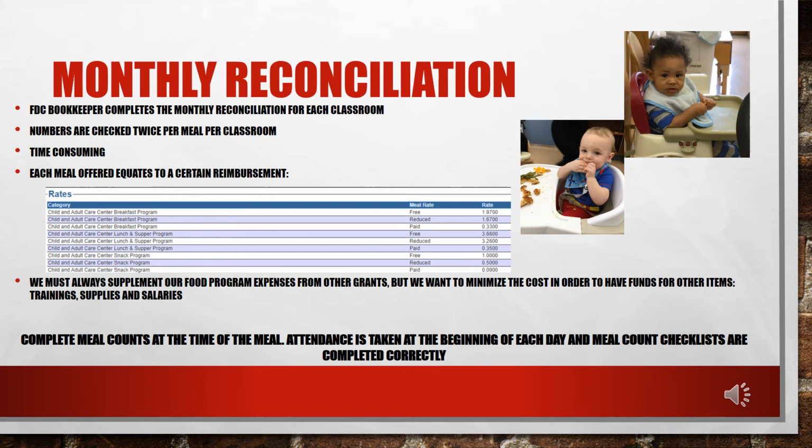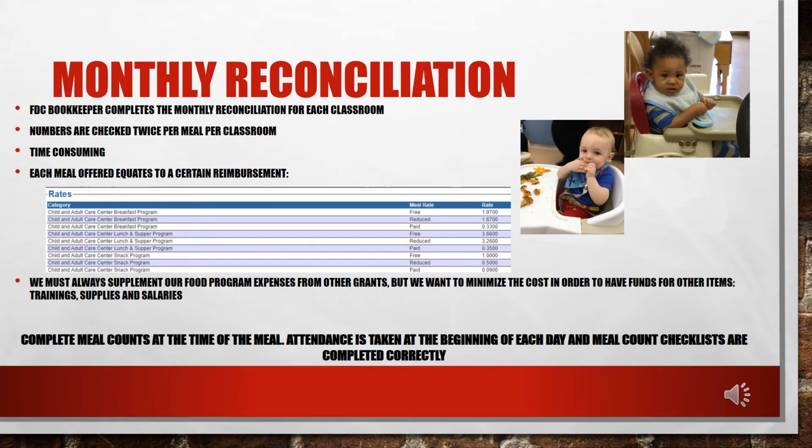Everybody plays a part in our CACFP program. From the beginning with enrollment, to the creation of the menu and the meals, to the offering of the meals to the children, and taking the meal counts.